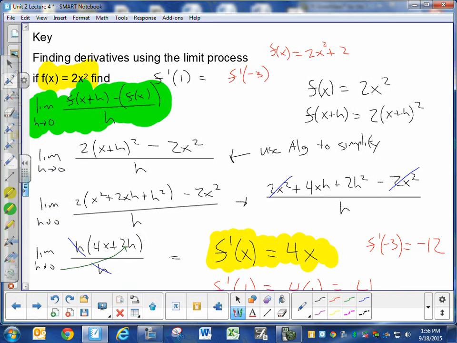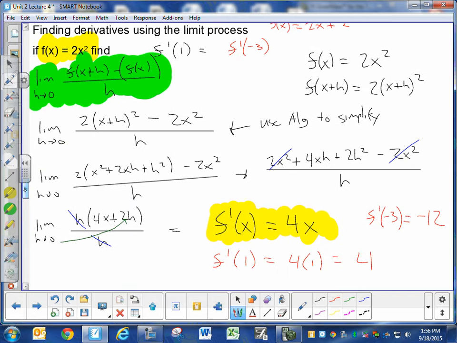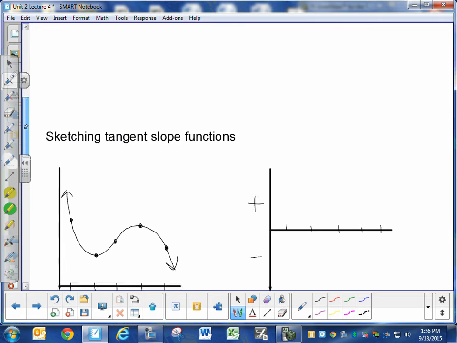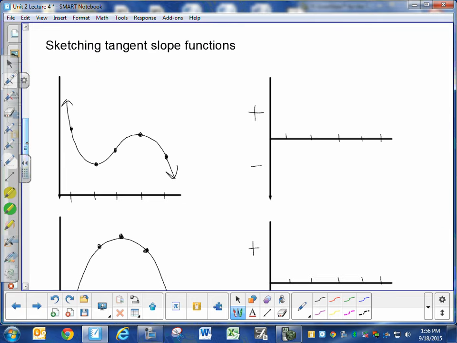Now, you might think like, all right, that's kind of weird, but I guess it makes sense. Functions will have related functions that tell us tangent slopes, but I'll show you a little bit more of this function relationship graphically. Okay? We're going to sketch some tangent slope functions.